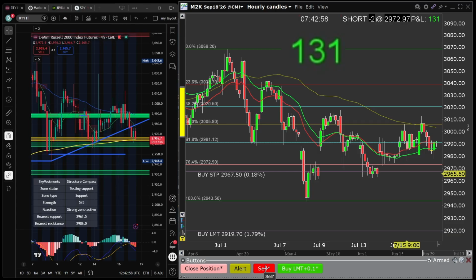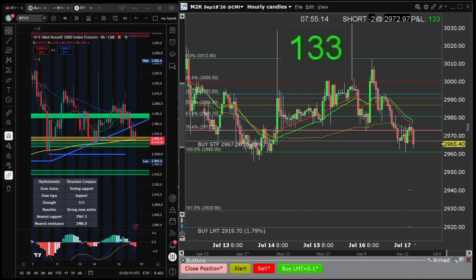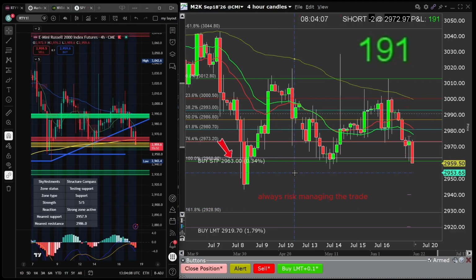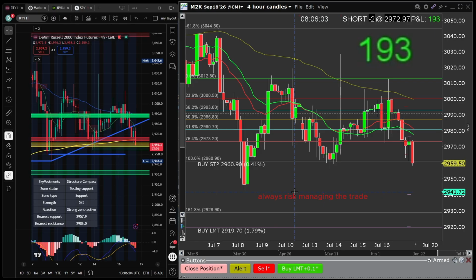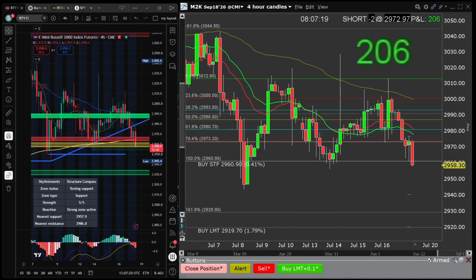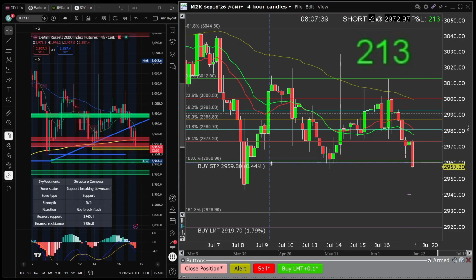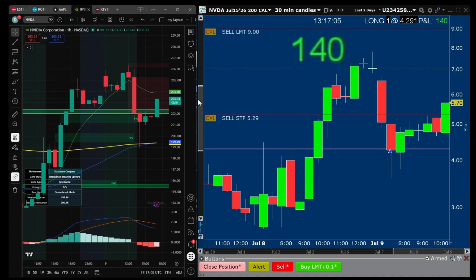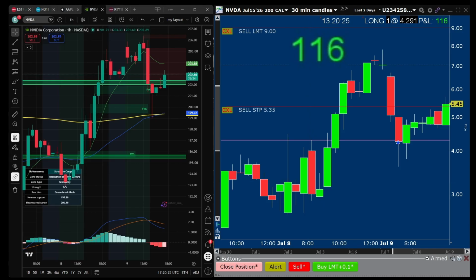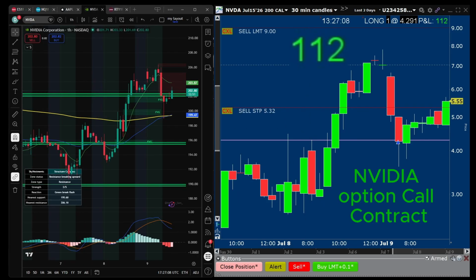Now look at the chart on the left. That is a SkyVestments structure compass. You'll see me using this alongside many of the trades I take to help identify structure, reaction areas, support, liquidity, resistance, and what price is doing around those levels. Right now, the structure compass is available free during beta through the SkyVestments website, along with free trading resources, education, market analysis, tools, tips, strategies, and much more.